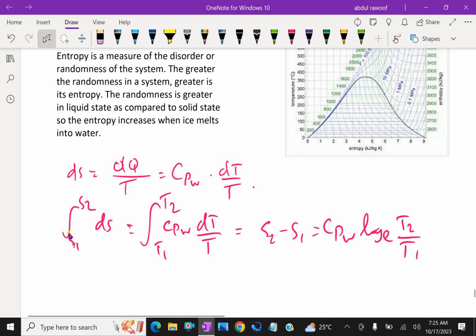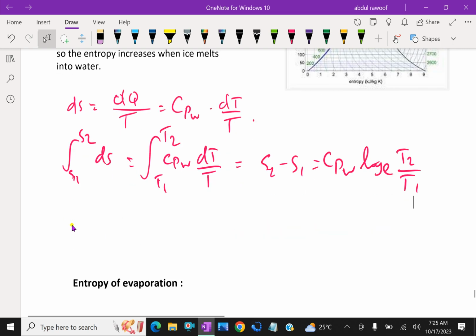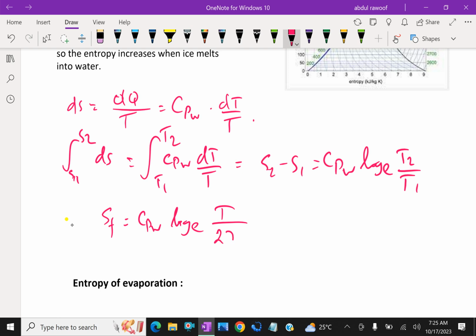If 0 degree Celsius is taken as datum, the entropy of water per kg at any temperature T above this datum will be Sf equal to Cpw log e T over 273.